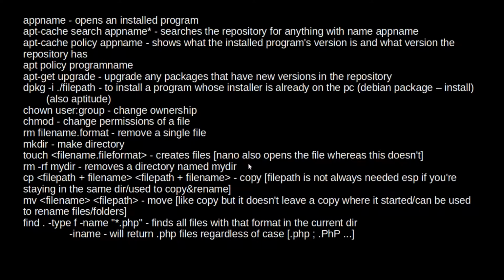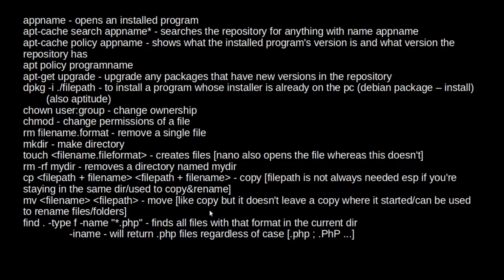cp is shorthand for copy, so you can use the cp function with the syntax file path plus file name, and then another file path and the file name. File path is not always needed, especially if you're staying in the same directory. It's also used to copy and rename, so if you don't specify the second file path, then you change only the file name, so it makes a copy of the file with a different name in the same folder.